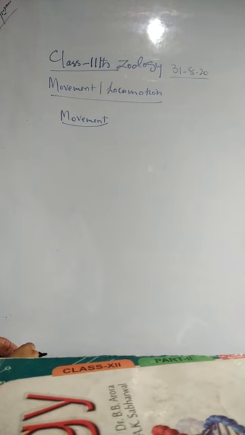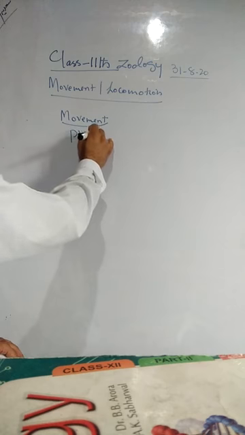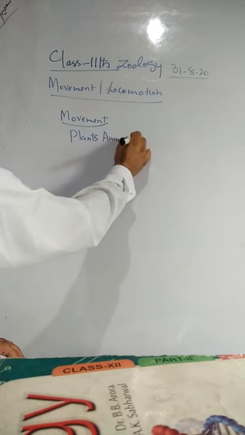In addition to this, some living organisms show movement from one place to another, that is locomotion. Both animals and plants exhibit a wide range of movements. Plants also can show movements and animals also show movements. It can be found in both.